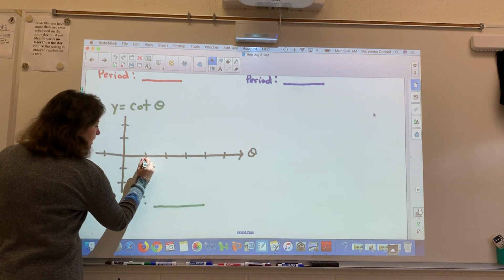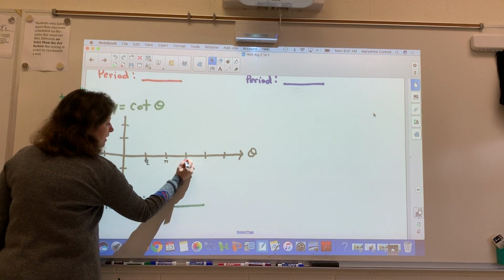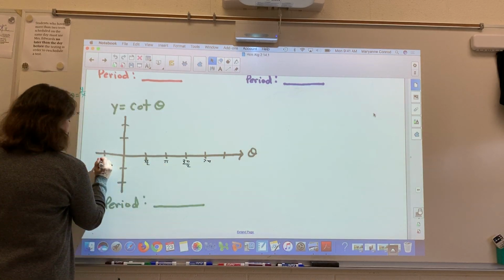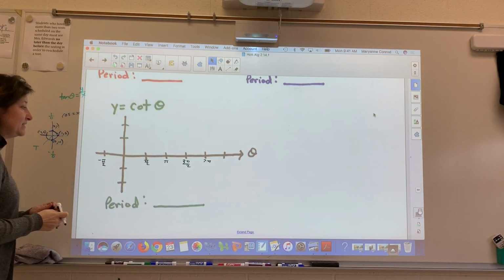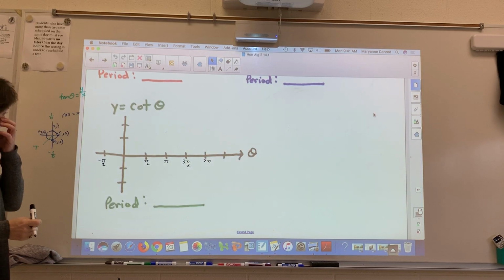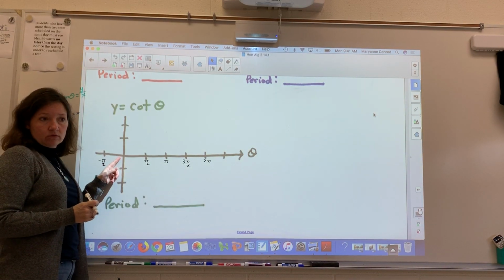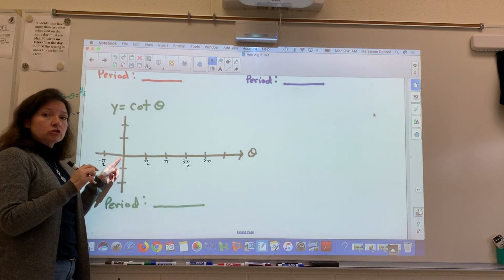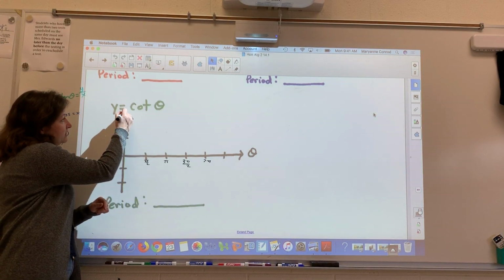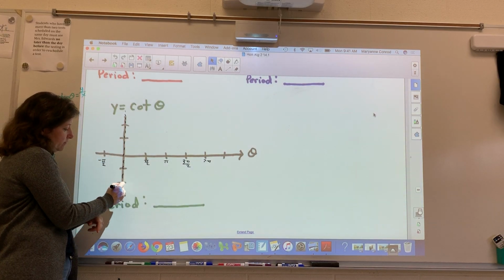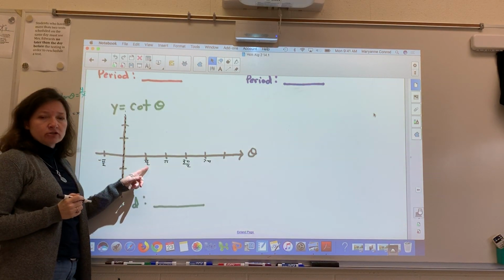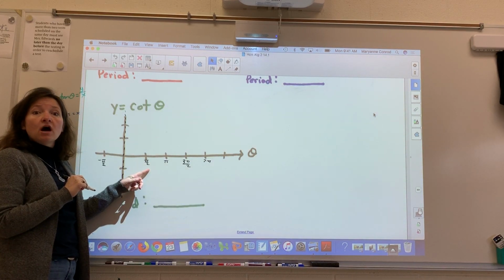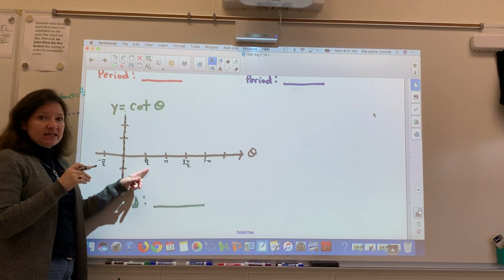Well, let's put our major angles on here. Pi over 2, pi, 3 pi over 2, 2 pi, negative pi over 2. On tangent, what was tangent of 0? Look at your tangent graph. Tangent of 0 was 0. So when we do its reciprocal for cotangent, it will become a vertical asymptote. What was tangent of pi over 2? Look at your graph above. Tangent of pi over 2 was undefined, which means 0 on the bottom.